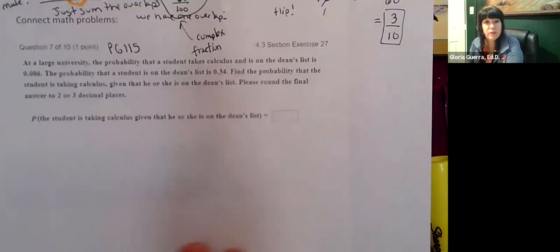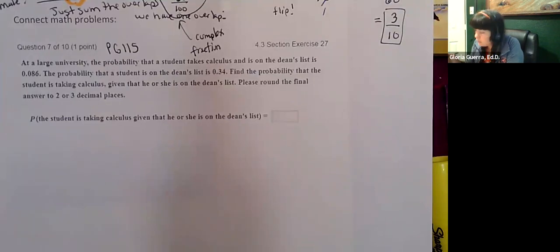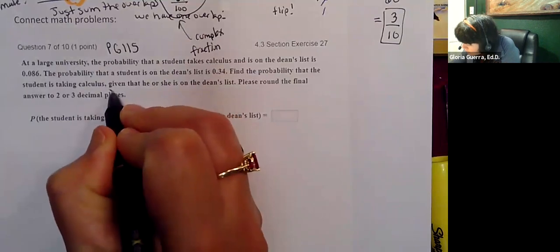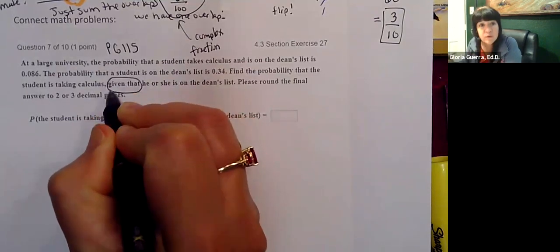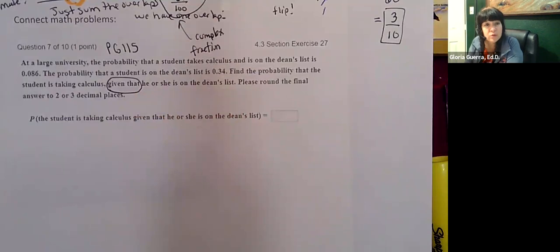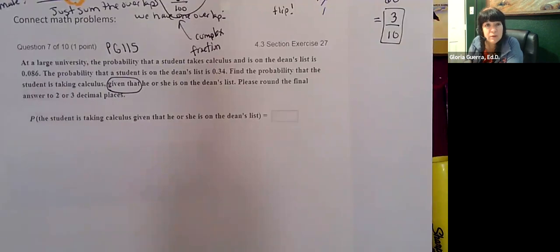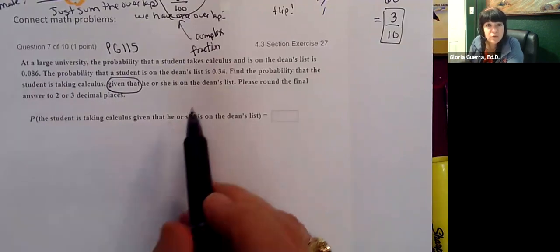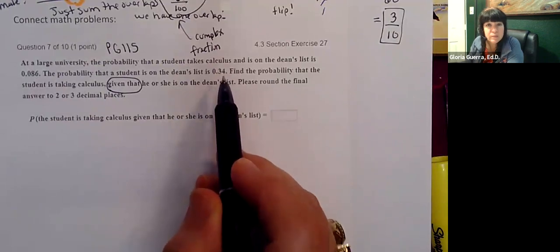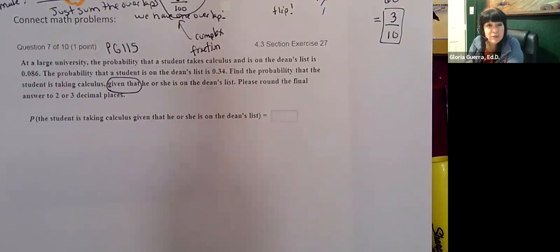And this is an example of a conditional probability. And again, how do you know when we're doing this is because you have the "given that" included as a keyword. So at a large university, the probability that a student takes calculus and is on the dean's list is 86 thousandths. So tenths, hundredths, thousandths. The probability that a student is on the dean's list is 34 hundredths, so tenths, hundredths.